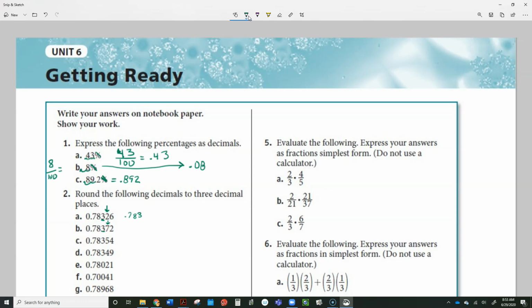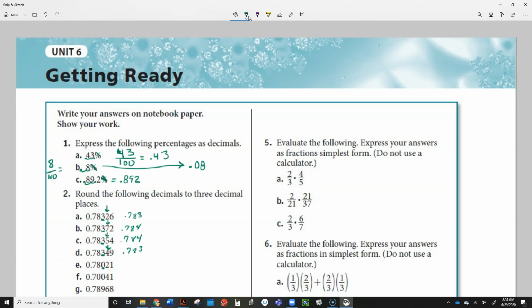And this one, this is the third number that we're looking at. This is the one that we look at. So this changes that to a 4. 0.784. This is the one we're rounding. This is the number that we look at. It's a 5, so we change that to a 4. 0.784. This is the number that we're rounding to that decimal place right here. This is the one we look at. It's a number smaller than 5, so that stays a 3. 0.783.